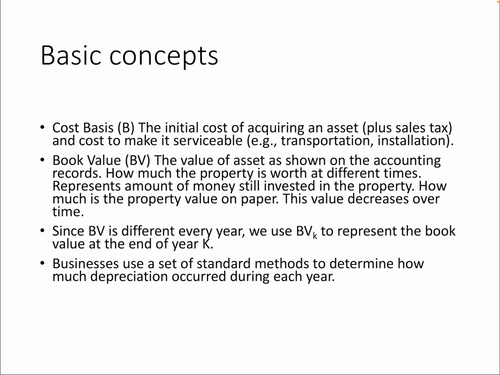First one is cost basis. We write it using B. So capital B is cost basis. This is the initial cost of acquiring an asset, plus sales tax, and also plus the cost to make it serviceable. Okay, let's try to interpret this sentence. B is the initial cost of acquiring an asset.